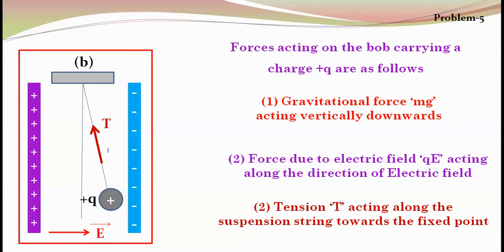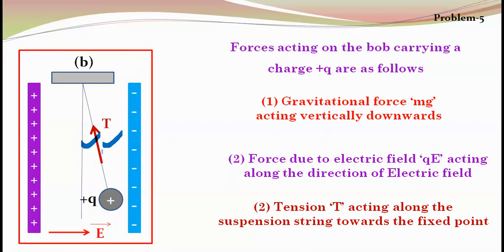Against that stretching, a force will develop in this rope, the suspension string. That force is what we call tension. Simply put, the bob is going to pull the string downwards, action. As per Newton's third law, the suspension string will pull the bob upwards.